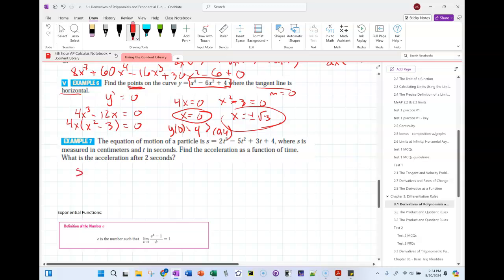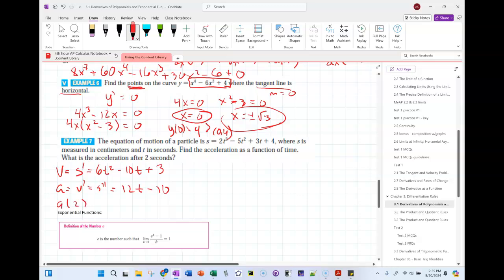Okay, so we'll start with S. The first derivative is 6t squared minus, then what? Plus, we're here, 3, and then plus 0, right? And then our acceleration is the derivative of velocity, or the second derivative of position. So that's going to just be 12t minus 10. Are we good with how I got that?